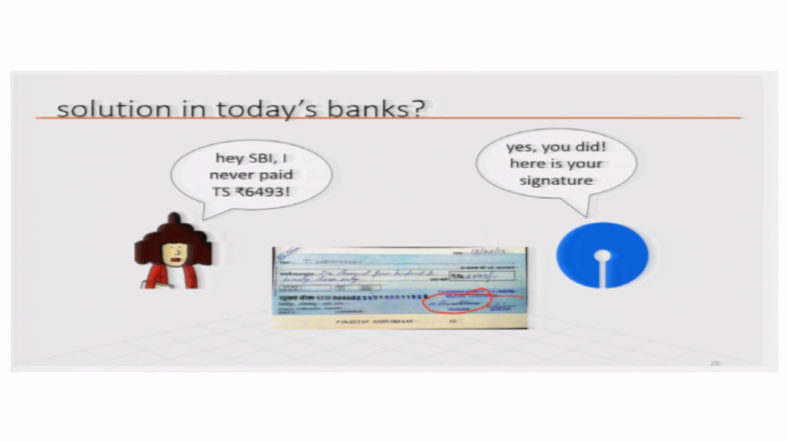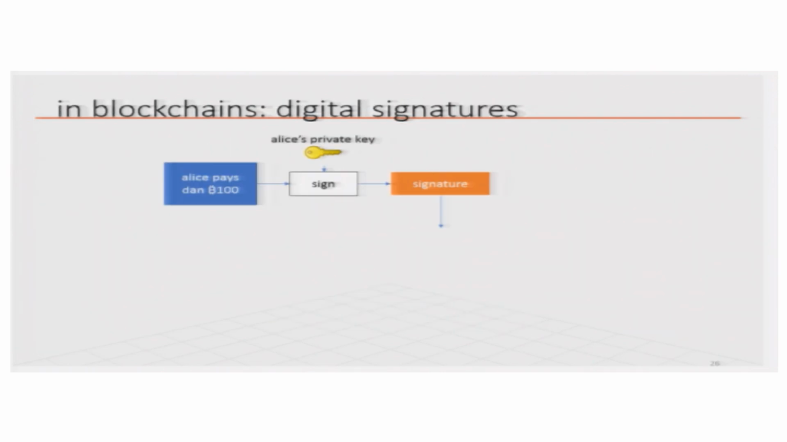So, any transaction that has been validated should be non-repudiable, and this is where digital signatures come in handy. That is, when Alice says that I am paying Dan 100 coins, Alice must sign it with her private key, and then Alice's public key should be available to everybody.